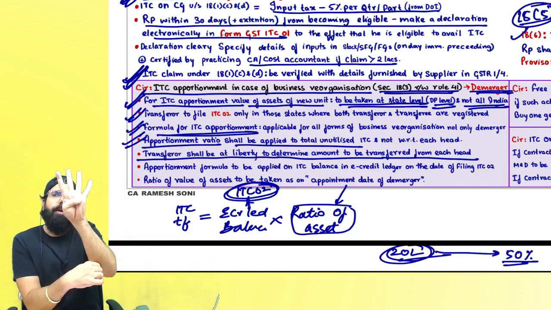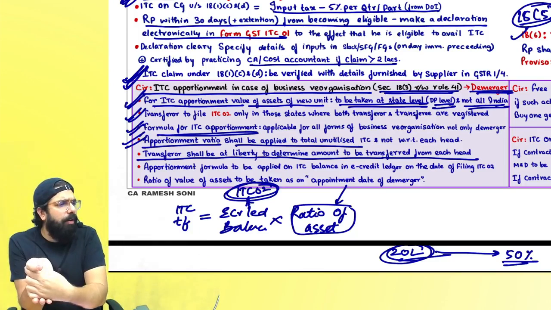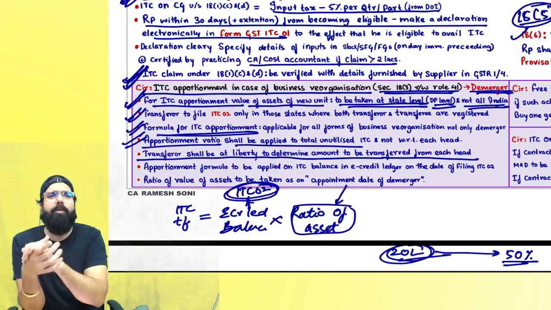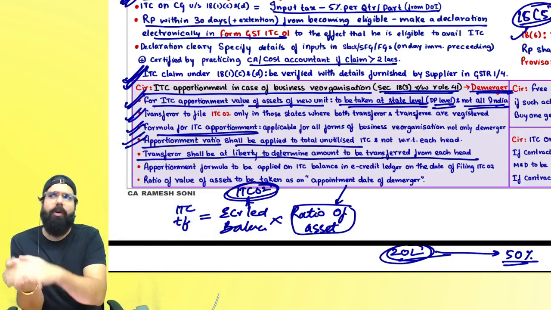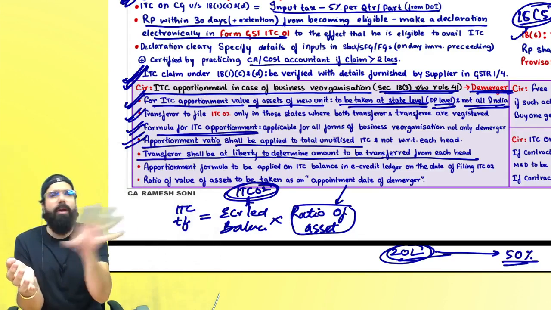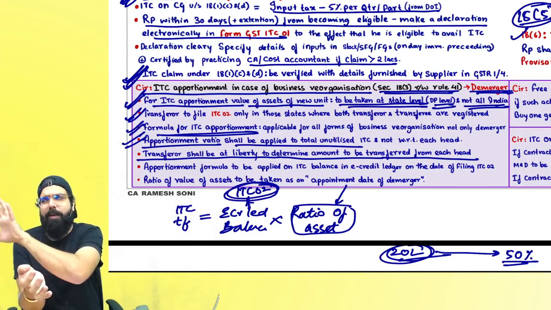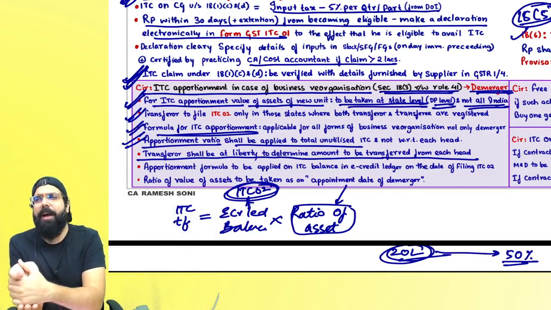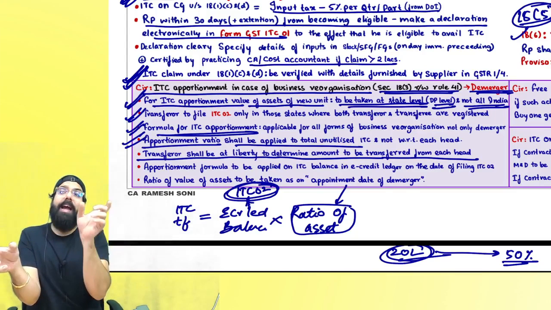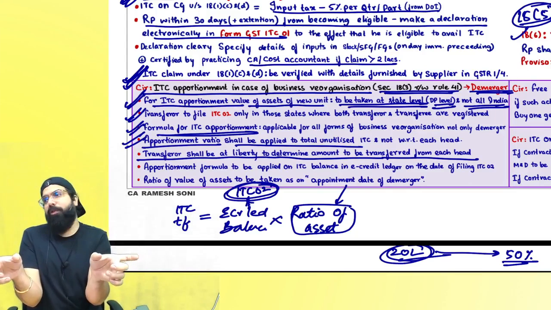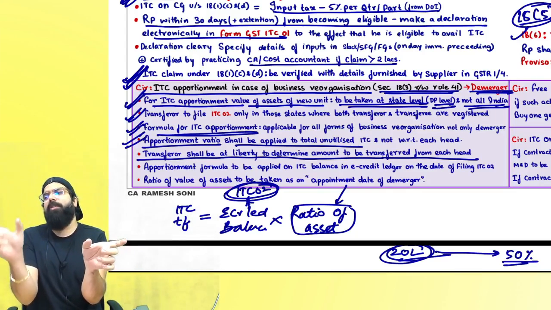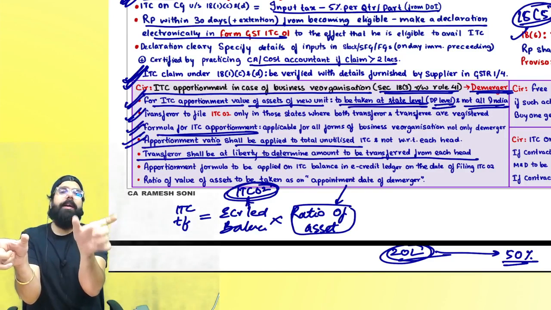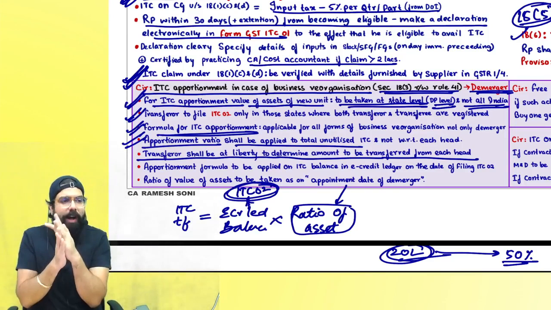Then people asked whether the apportionment formula, the asset ratio to be apportioned, is applicable only on demerger. The government told us it is applicable on all forms of business reorganization where one part of the business is hived off, meaning cut off. Then people asked, which day's ITC balance and which day's asset ratio has to be taken? The government told us the ITC balance on the day of filing ITC-02 and the asset ratio on the appointed date of demerger. In my opinion, they should ask a small question from this.